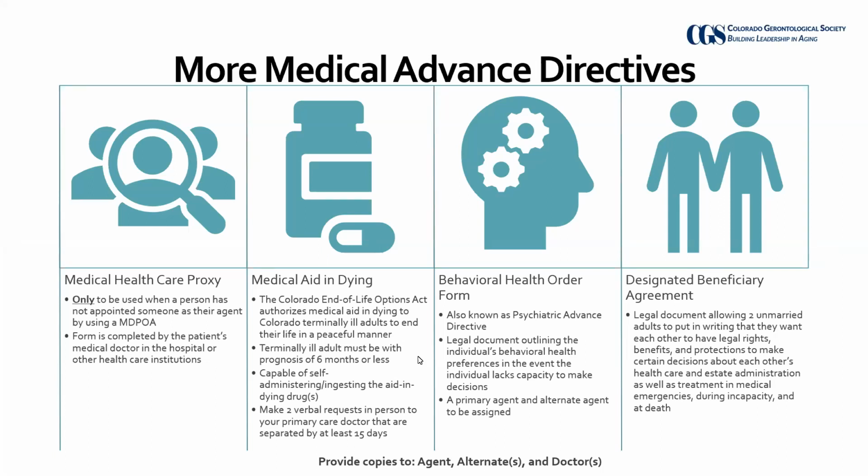Next is the behavioral health order form. It is also known as the Psychiatric Advance Directive. Similar to the MOST form, this form is everything that you want, but for your psychiatric mental health care needs. So this document both assigns who you want to speak on your behalf. So for your behavioral health, in the event that you're not able to communicate, or you're in crisis, who's going to speak for you?